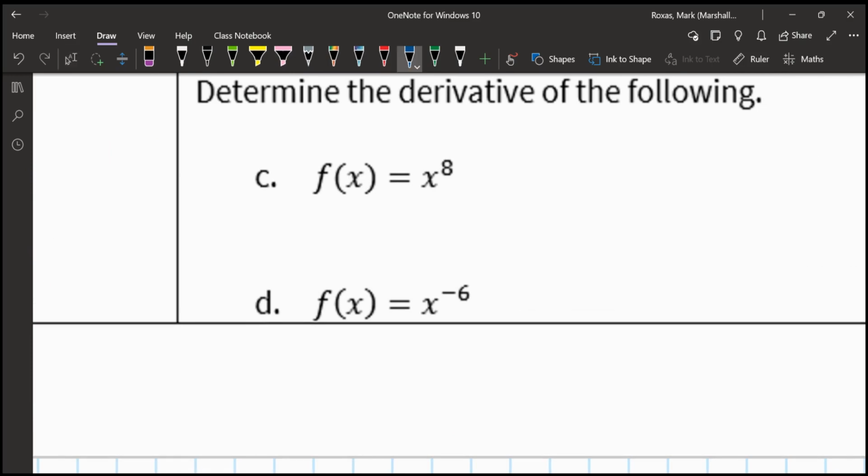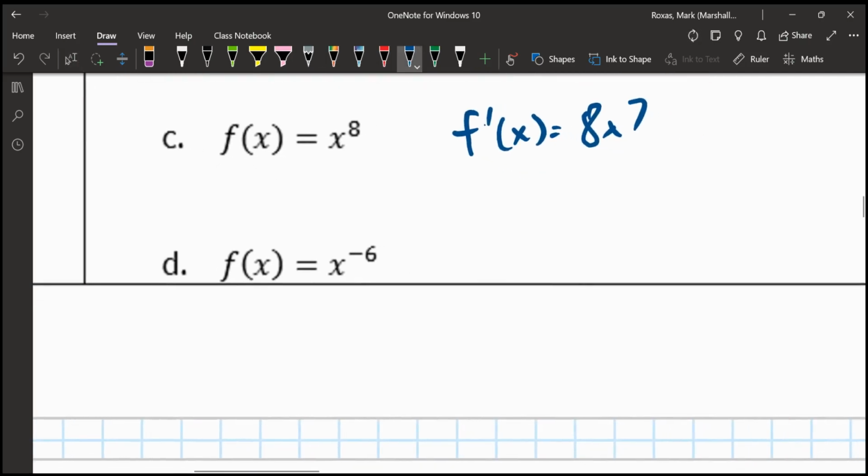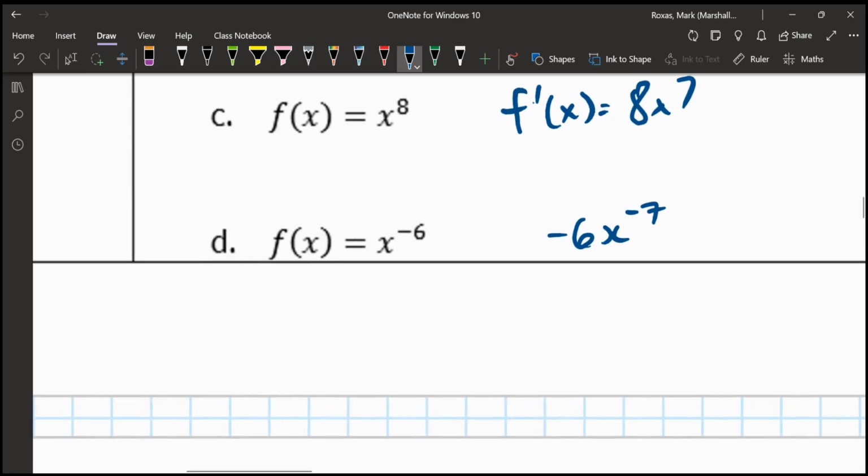So if you tried them, the derivative for the first one, f prime x equals 8 times x to the power of 7. For the next one, you can use a negative, so negative 6 comes to the front, reduce the exponent by 1, it becomes negative 7. Not negative 5, negative 7. So subtract 1. Okay, and so that's the derivative for that one.